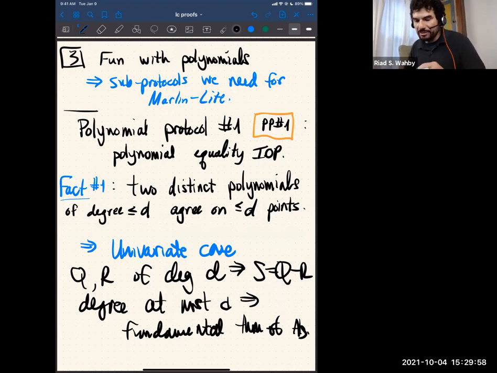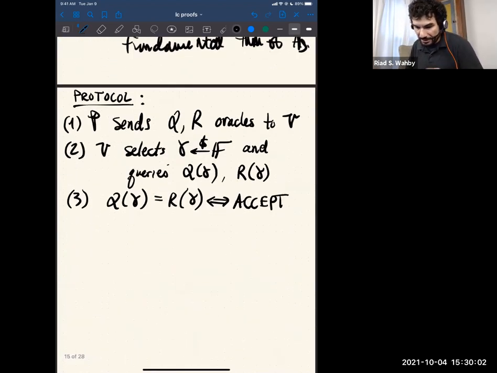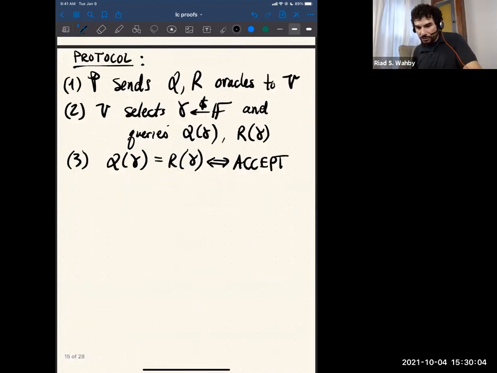Okay, so then this implies a protocol that we can just write down directly. The protocol is: the prover is going to send two oracles, a Q oracle and an R oracle. These are the two polynomials that it claims are equal. And then the verifier is going to select some challenge gamma and query Q of gamma and R of gamma. If these two are equal, then it accepts, and otherwise it rejects.